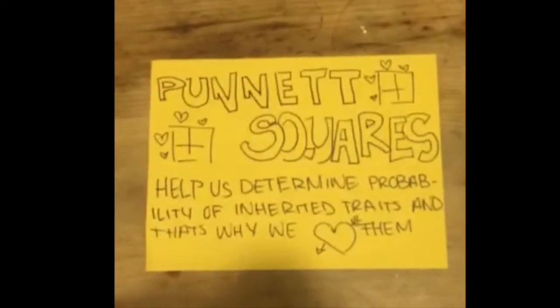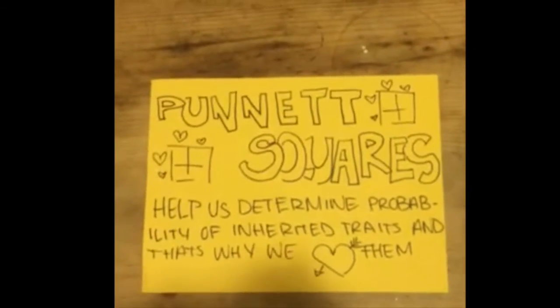Punnett squares help us determine the probability of inherited traits, and that's why we heart them. Yay.